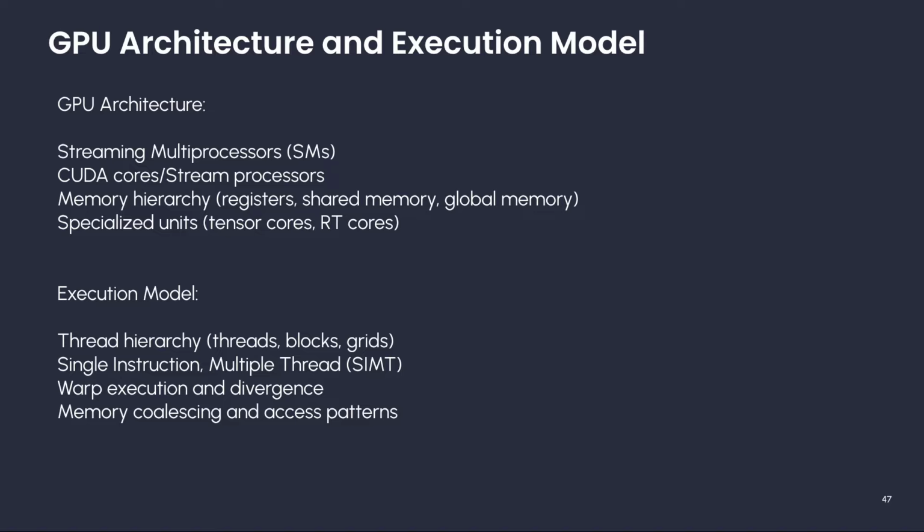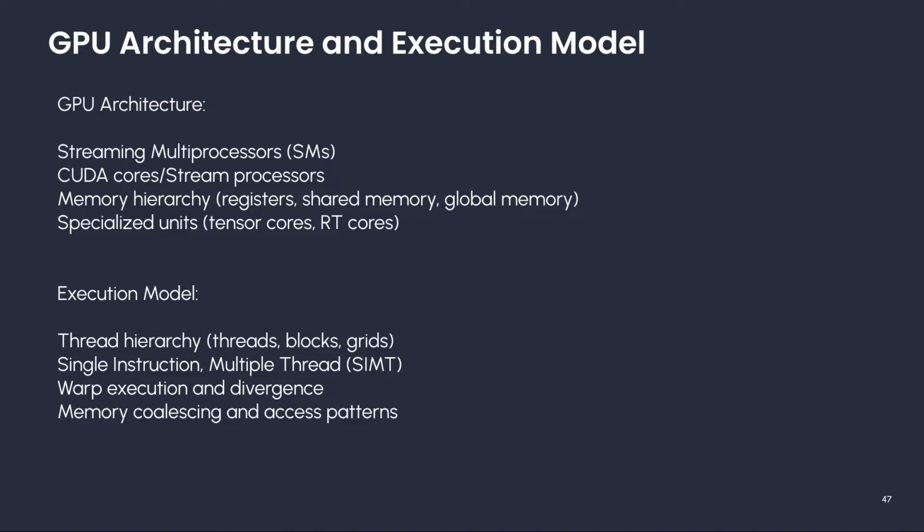GPU architecture and execution module. So like we have seen in previous units, these are the components. So streaming multiprocessors, SMs, CUDA cores, memory hierarchy. So global memory is the slowest but the biggest. Shared memory is between, and registers are the fastest with the lowest amount of memory. त्याच्यानंतर specialized cores, tensor core, RT cores. जसं RTX मध्ये रे ट्रेसिंगसाठी RT cores वापरतो आपण.